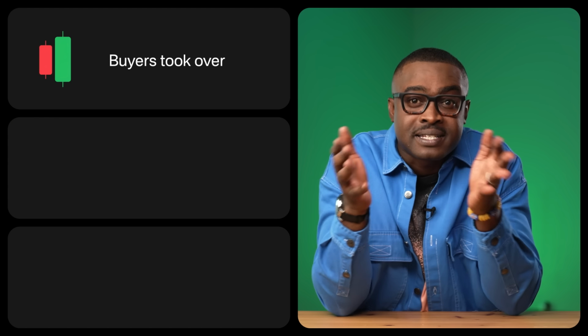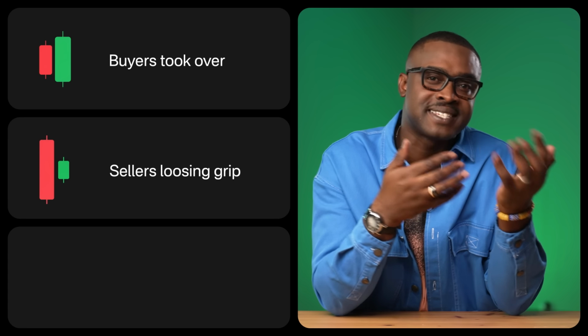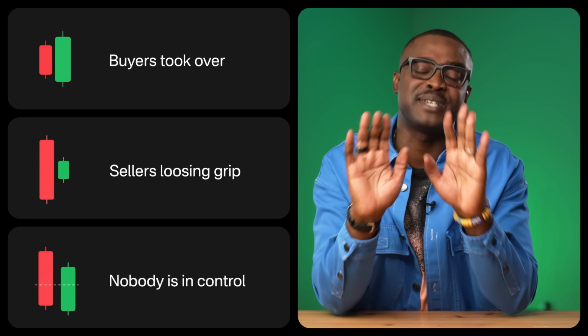Before we get into patterns, I want to ask you one question. It's a question you should ask yourself every time you look at a candlestick. Who is in control right now and is it about to change? That's it. Every candlestick pattern is just a visual answer to that question. Some patterns tell you that buyers just took over, some show that sellers are losing grip. Some say that nobody's in control, so it's best to wait.